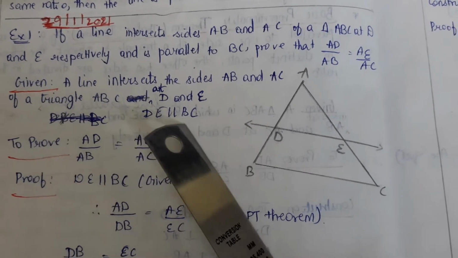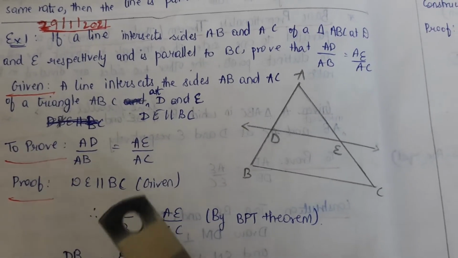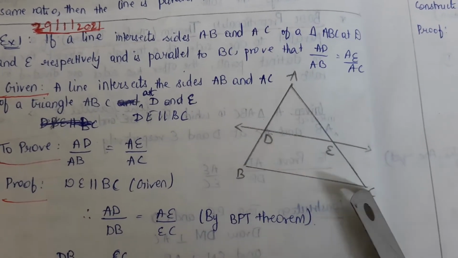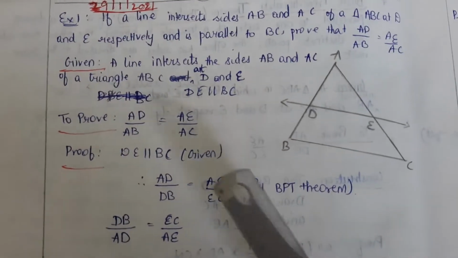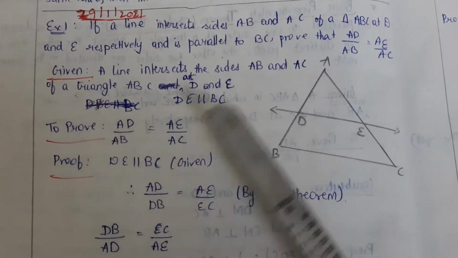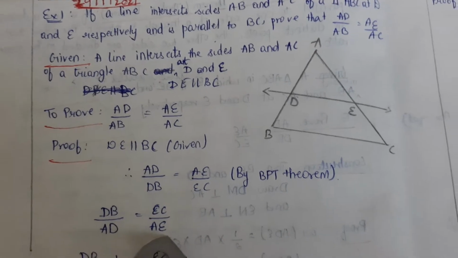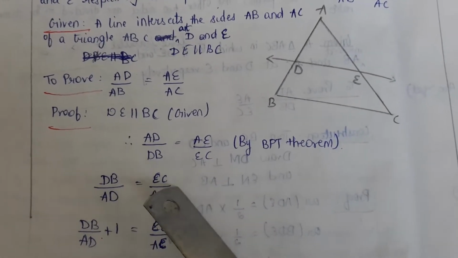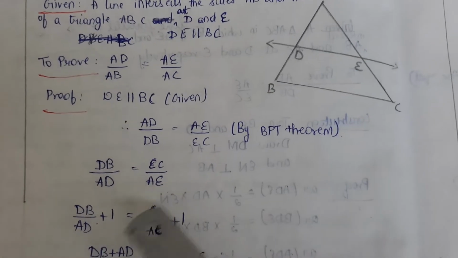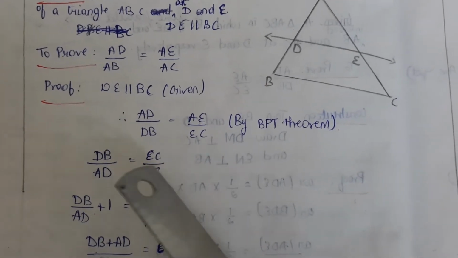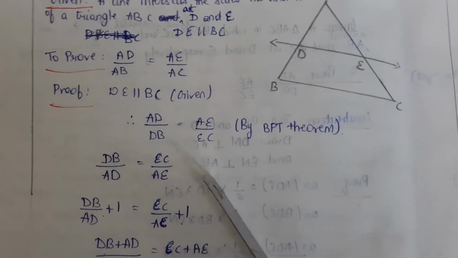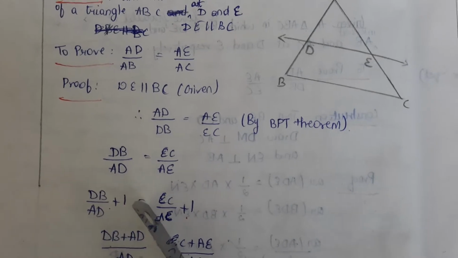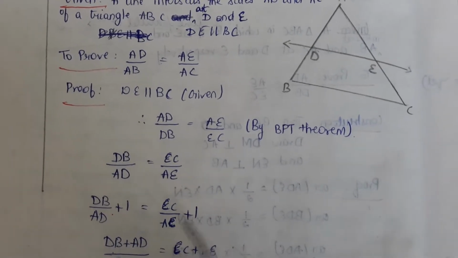Proof. We know DE is parallel to BC. So according to the BPT theorem, we know AD by BD is equal to AE by EC. Now, in order to bring it to this form, I am just interchanging this. When I interchange, DB by AD is equal to EC by AE. So now, as in the converse of BPT, we add 1 on both the sides. Same way I am going to add 1 on both the sides. DB by AD plus 1 is equal to EC by AE plus 1.